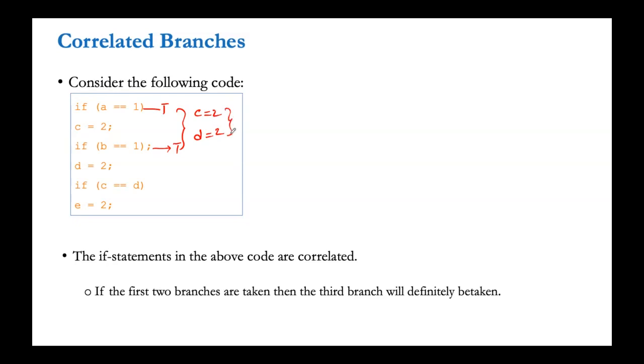Further, C equal to 2 and D equal to 2 means C equal to 2, so further it indicates the third branch. If I call them branch 1, branch 2, and branch 3, then it further indicates that the third branch will be taken. The third branch is also taken.